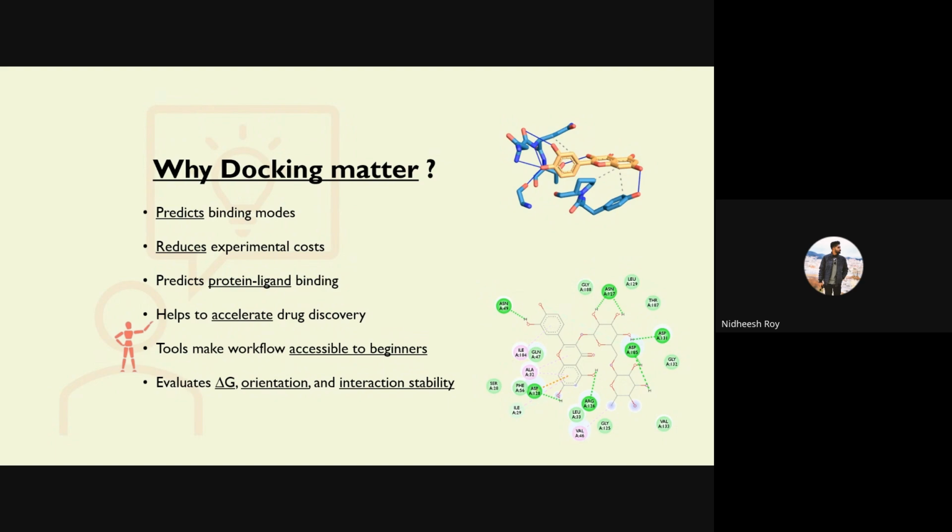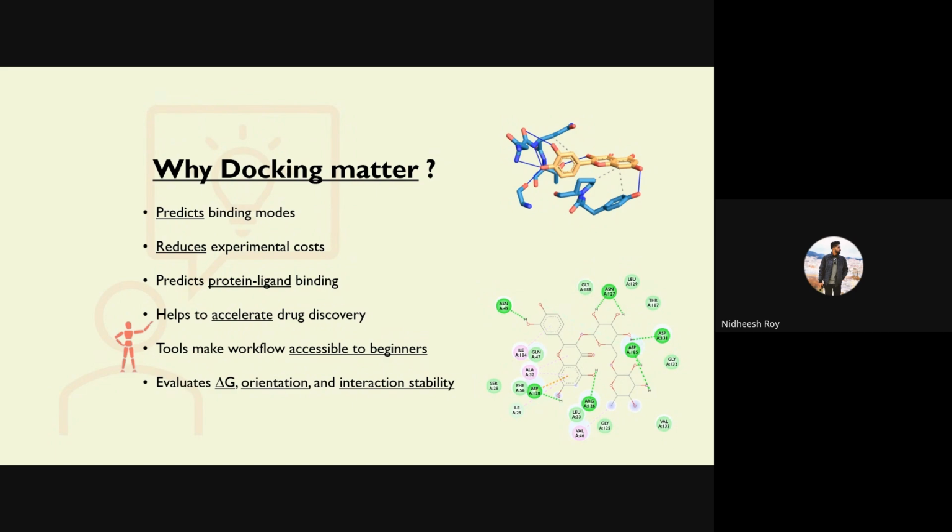Second, docking significantly reduces experimental cost and time. It's obvious, right? Instead of testing hundreds or thousands of compounds experimentally, which takes years and years, docking enables us to computationally screen and prioritize a smaller, more promising subset for wet lab validation. This makes experimental design more focused and efficient.